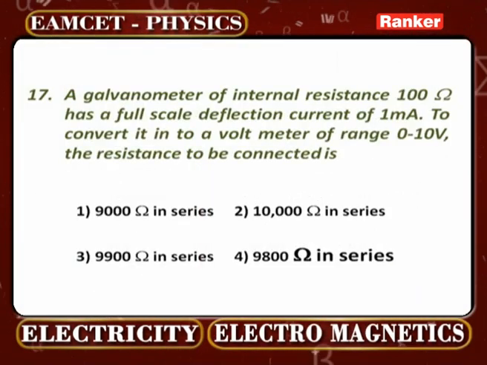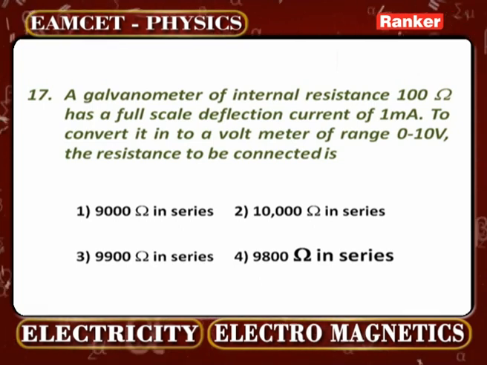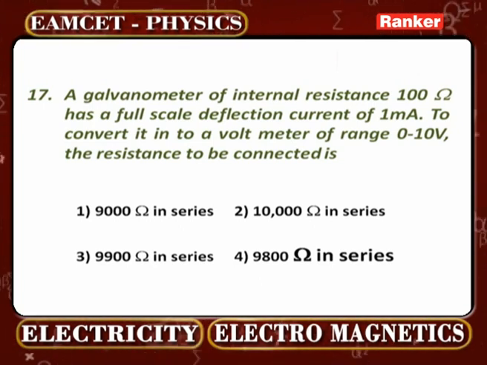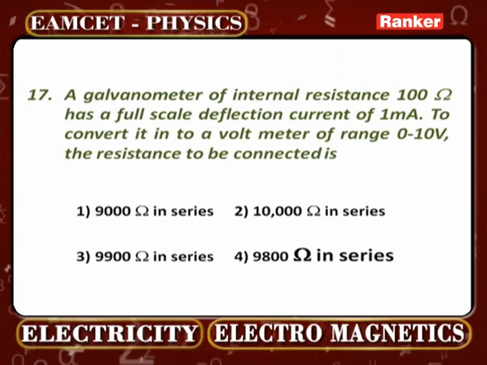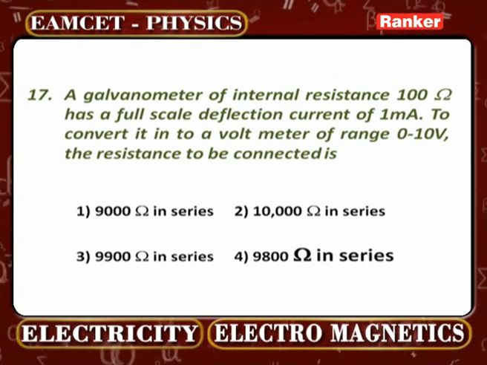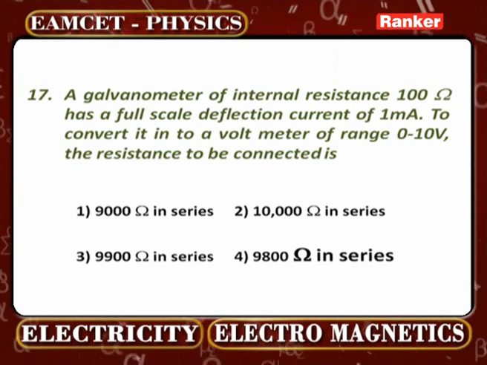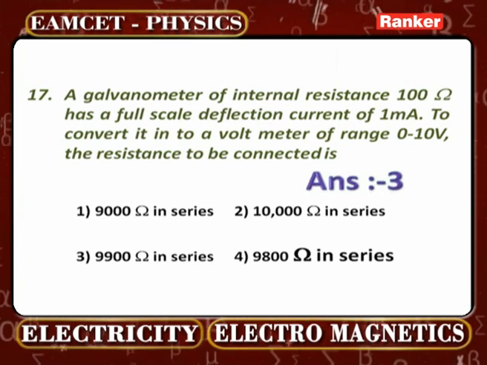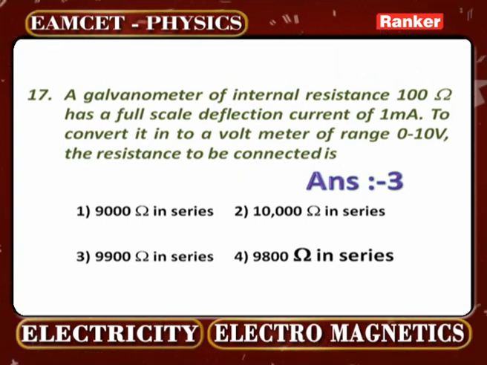A galvanometer of internal resistance 100 ohm has a full scale deflection current of 1 milliampere. To convert it into a voltmeter of range 0 to 10 volt, the resistance to be connected is how much? Voltmeter conversion. Of course, we know the value of resistance required is V by Ig minus G. That was the formula I have told you.